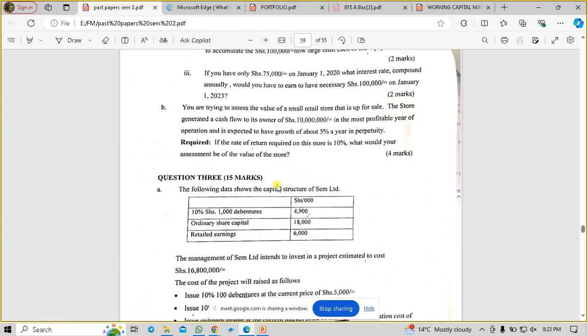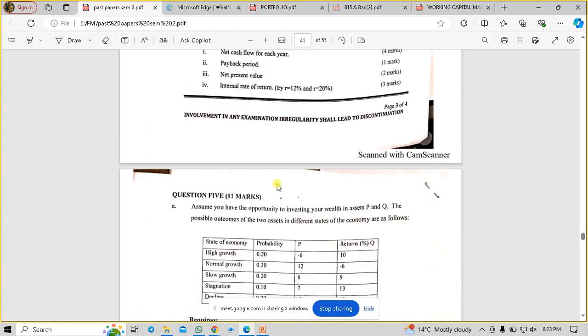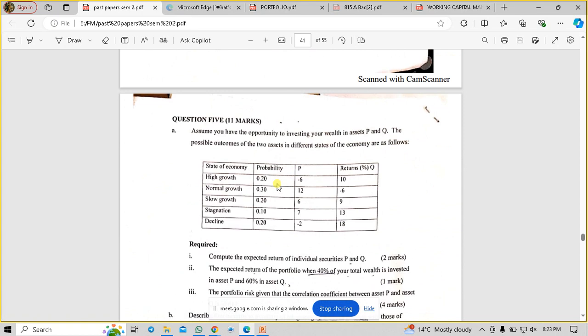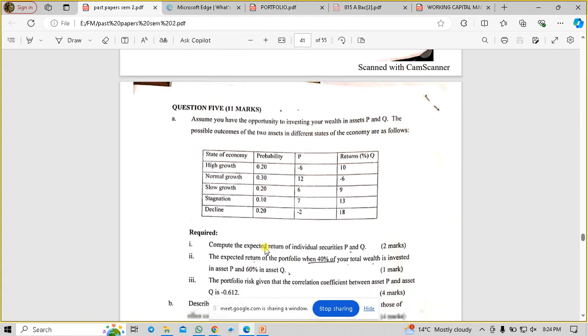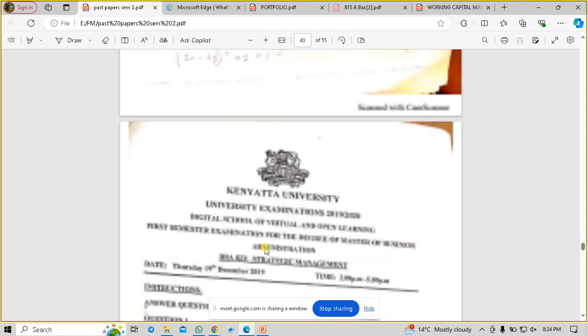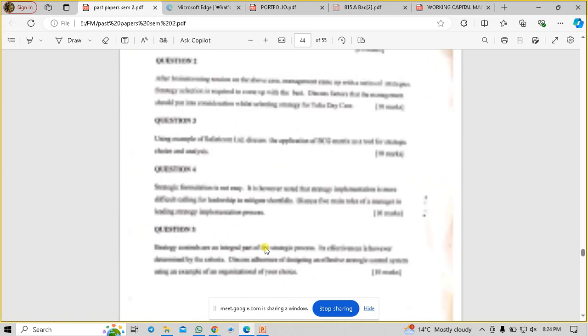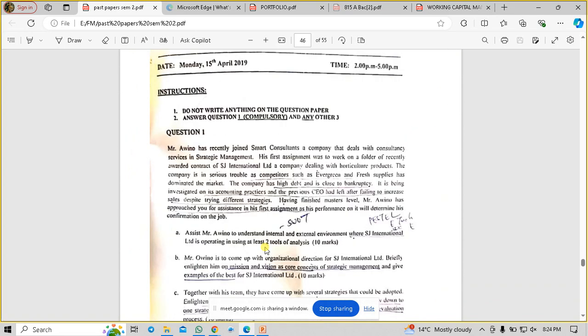Let's see, there is a question to do with portfolio. Yeah, there is also question 5. I think it's April 2019, Question 5A. So easy questions unless you do them. This one is for strategic.